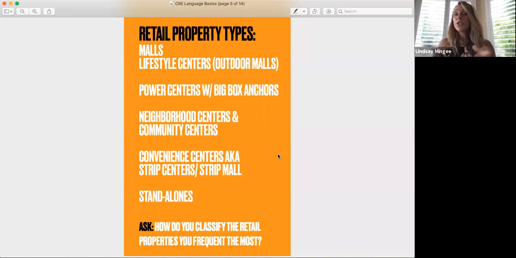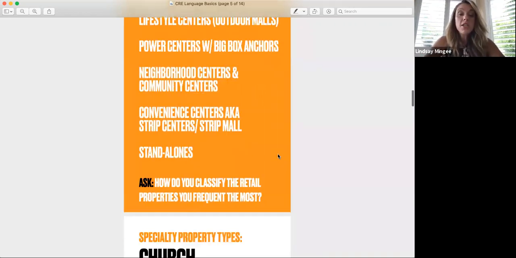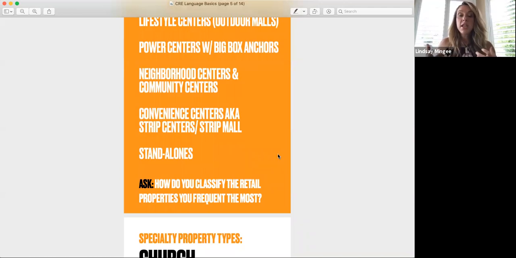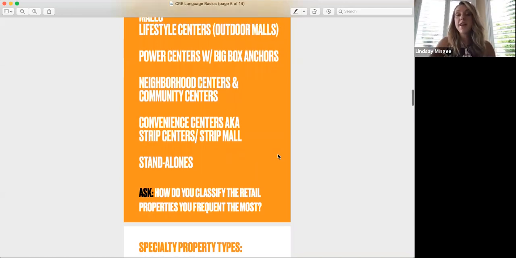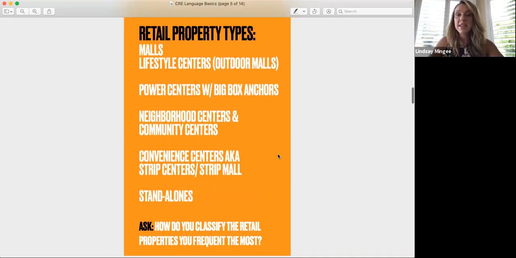And then of course you have your standalones, right? An Islands restaurant is an example of a standalone. A Dick's Sporting Goods that may just stand alone, right? A party supply store that may just stand alone, those are standalones. Again, food for thought, just think out loud. Think of the retail centers, the retail properties that you frequent the most, and how would you classify them with this new understanding?